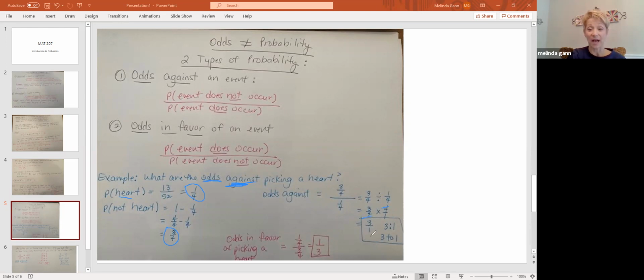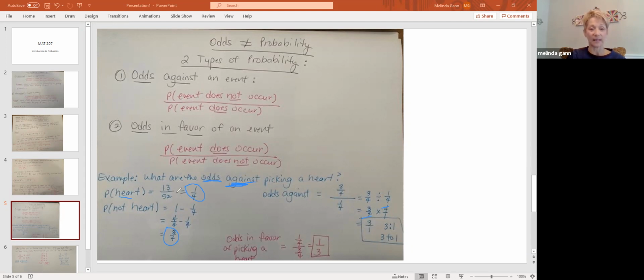Now, with odds, you have to have two numbers. You can't just put 3. That's read 3 to 1. A lot of times you'll see it written with a colon, so you don't think it's a fraction. That's what's called a ratio, 3 to 1. That means for every 3 times that you don't get a heart, 1 time you would get a heart. That'd be the average. Well, what if instead it said, what are the odds in favor of picking a heart?